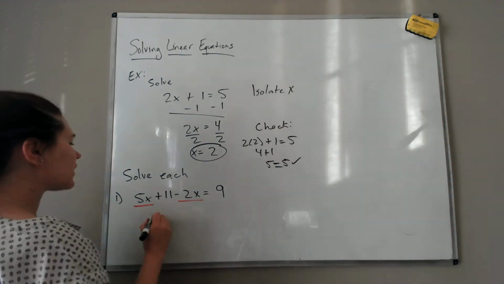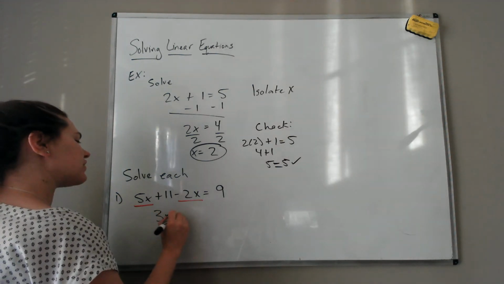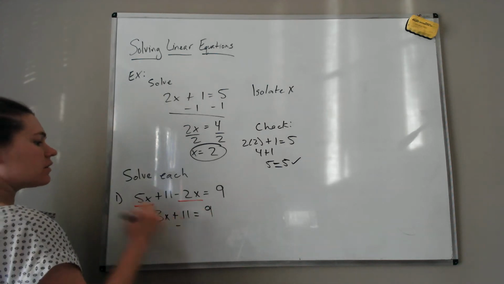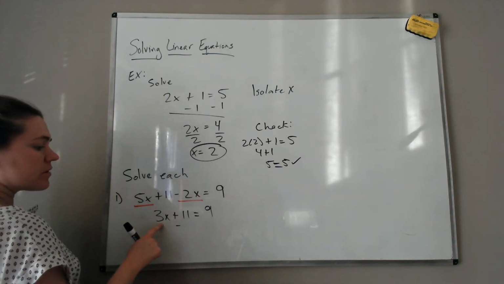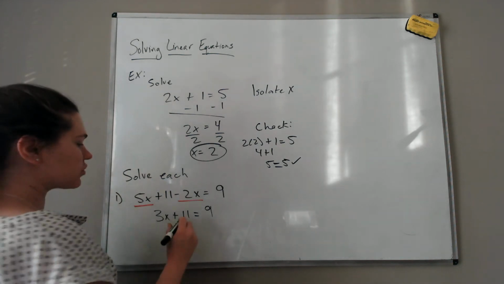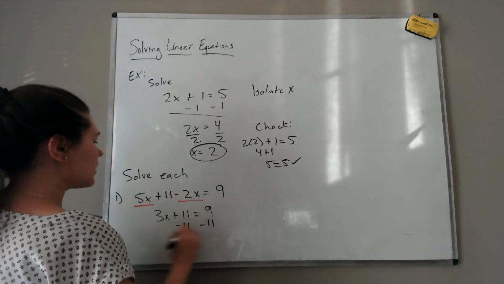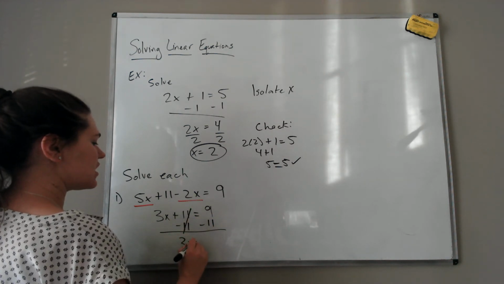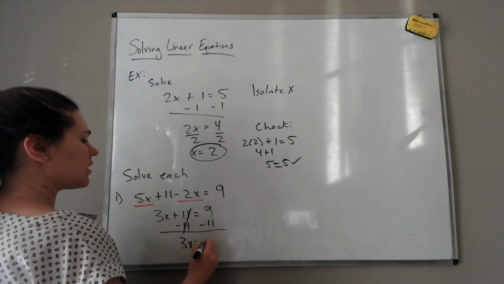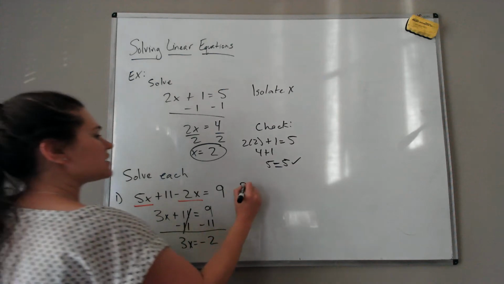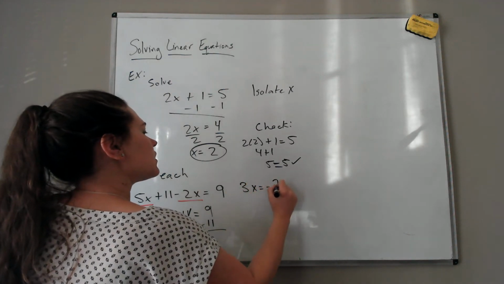5x minus 2x puts us at 3x plus 11 equals 9. Now we get x by itself. We want to take away the positive 11, so we subtract 11 from both sides. That leaves us with 3x equals 9 minus 11, which is negative 2. So now we have 3x equals negative 2.